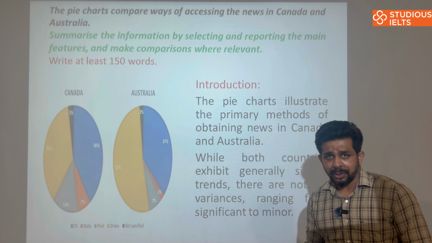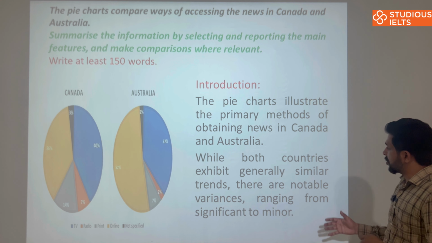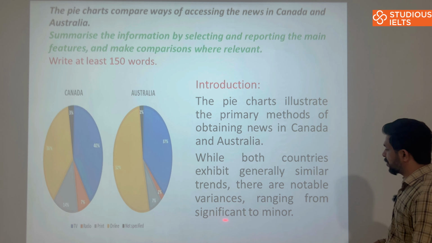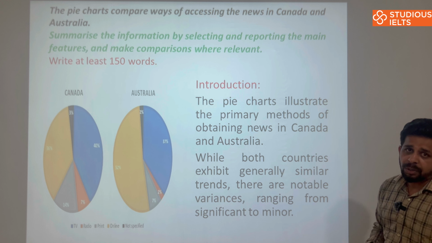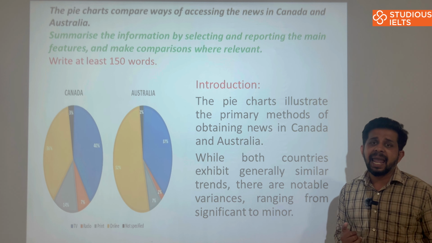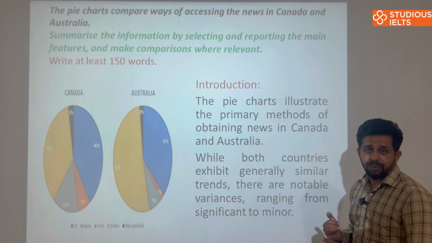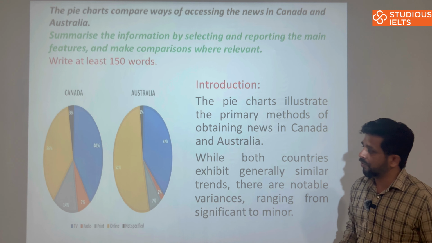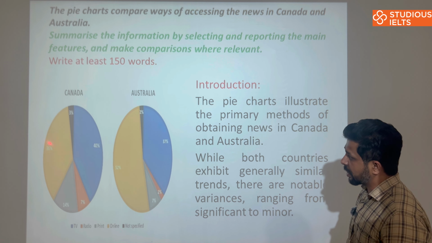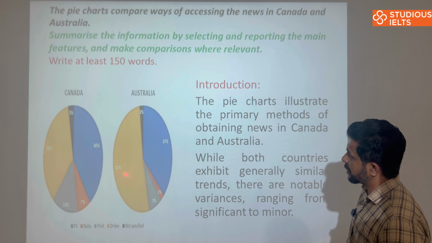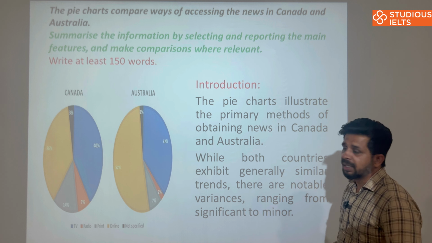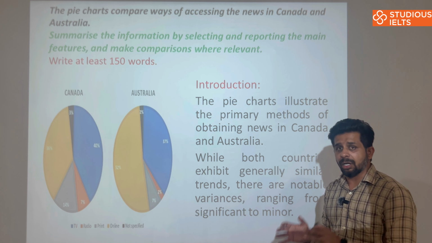We can elaborate the introduction a little by saying that while both countries exhibit generally similar trends, there are notable variances ranging from significant to minor. Let's talk about trends. If we compare the biggest and the smallest uses of sources, these are almost similar. The bigger chunk is taken by online sources, which is 36% in Canada and 52% in Australia. If we talk about television, even that is similar in trend form. Trends are almost similar.